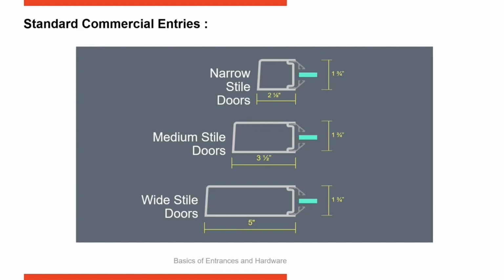Here are some examples of standard commercial entrances. Now, all manufacturers that you work with are going to have these doors. These are the industry standards. The top one is a narrow style door, it's 2 1/8 inch sight line. And again, we're talking about the width of the sight line of the vertical stiles. Then the middle one is a medium style door, 3 1/2 inches, and the bottom is a wide style door, 5 inches. Those are all industry standard doors that pretty much every manufacturer is going to offer you.